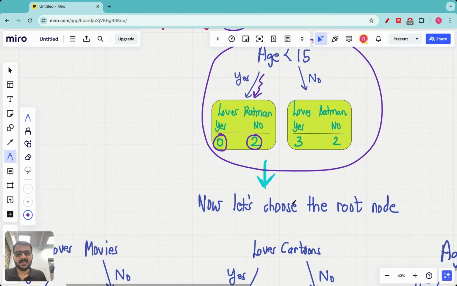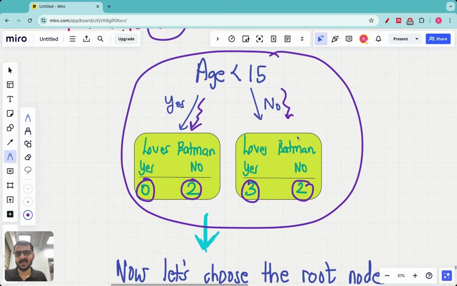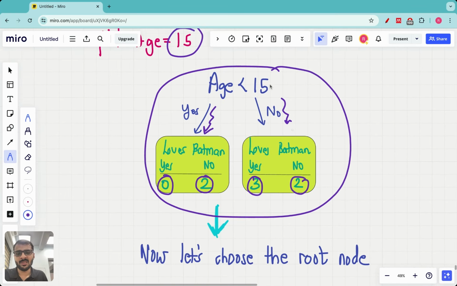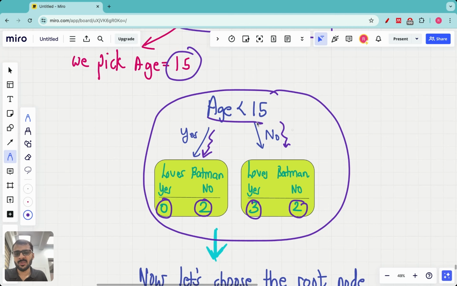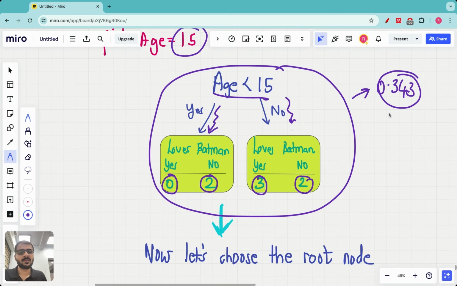Let's see if that is correct. For age greater than 15, which means we are here, there are three yeses and two no's. This is exactly what we have written in this decision tree map. So this is the Gini impurity. If we choose age as the root node, then the Gini impurity will be 0.343.